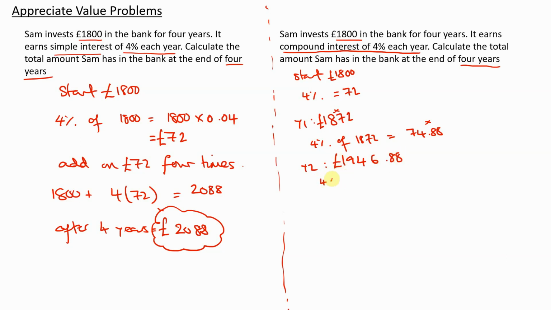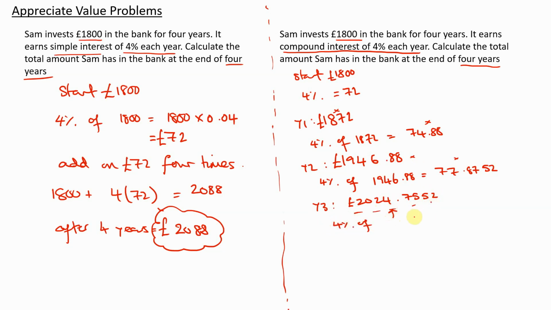And that gets me 1,946.88. I then want to find 4%, so you can see already how this is getting like a lot of effort and a lot of room for errors. And that gets me £77.87 and some decimal pence, but I'm going to keep it in there just for accuracy. So in year 3, I'm going to add this and this together. And that gets me £2,024.75. And then I'm going to find 4% of this number.